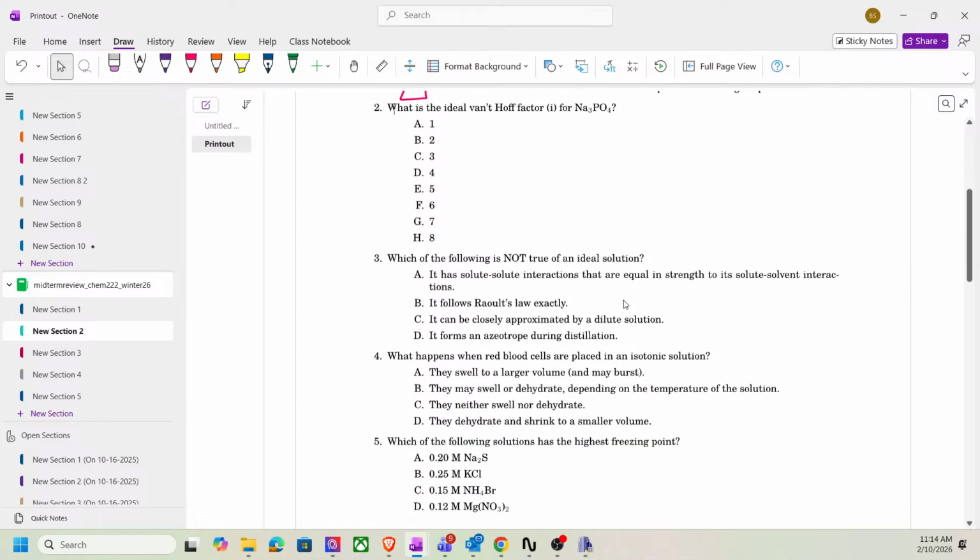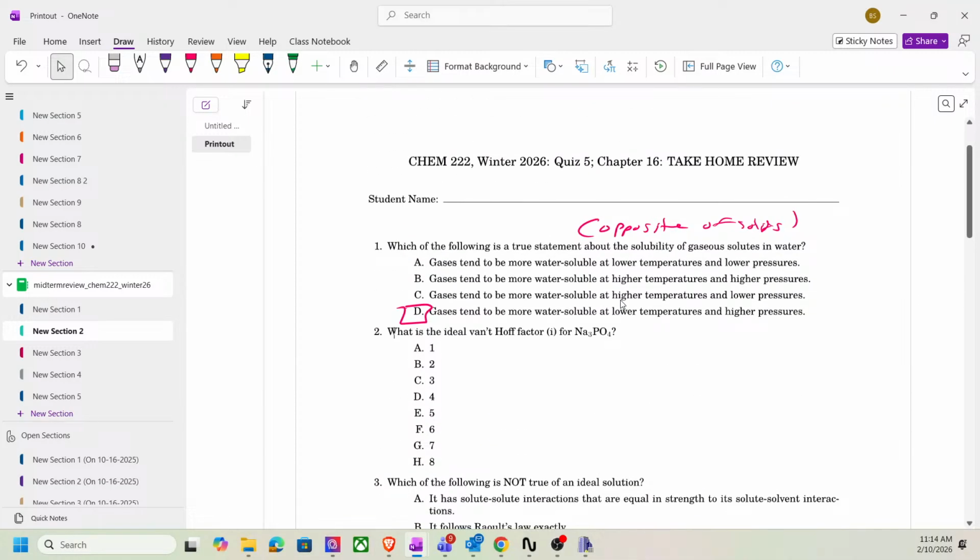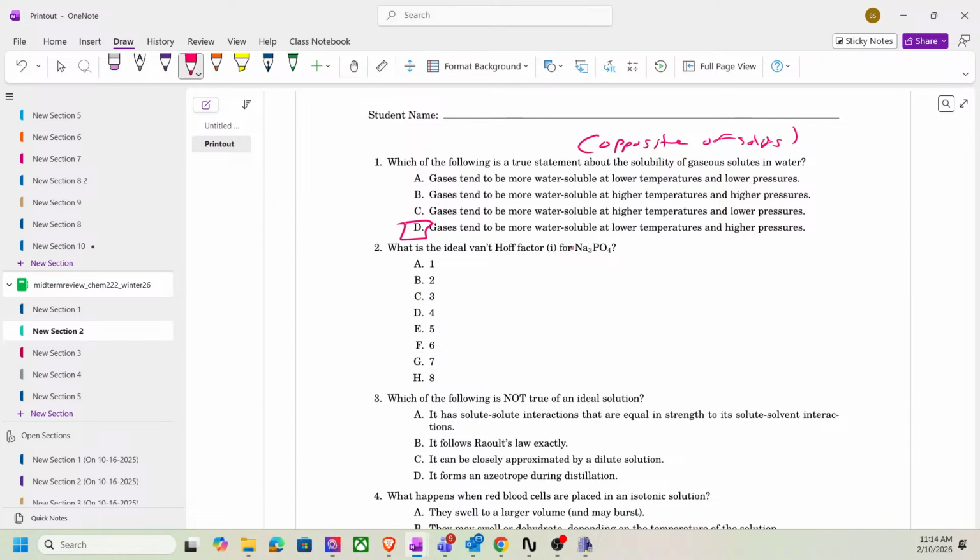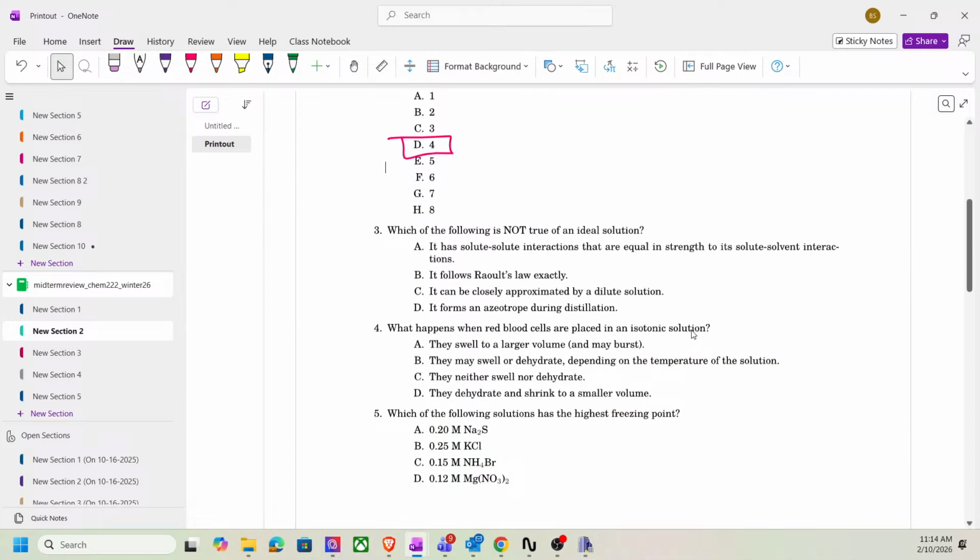Oh, nice. All right, so what's our expected van 't Hoff factor for sodium phosphate? So 4. Yell it out, everybody. Good. I'm just going to keep moving.